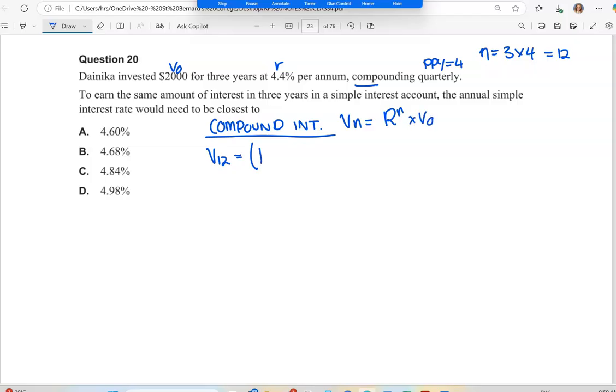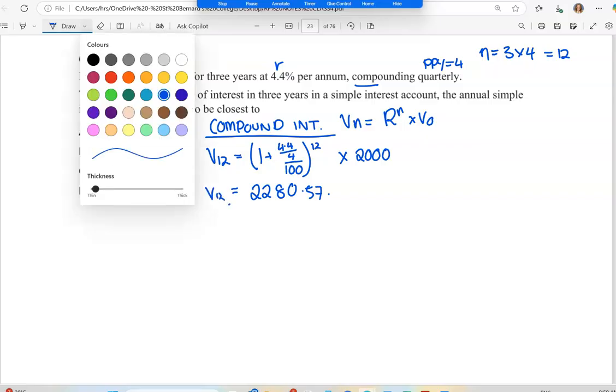So I'm going to use 1 plus the rate, which is 4.4 over PPY, which was 4 over 100. So if you look up the formula, that's what it is. Now I'm compounding it 12 times and timesing by V0, which was 2,000. Okay, so I end up with 2280.57. Now, that's what V12 is.